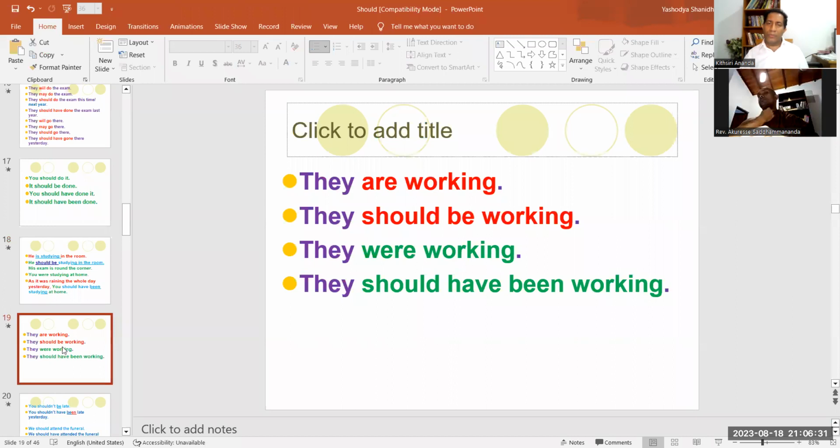They are working, they should be working. They should have been working.